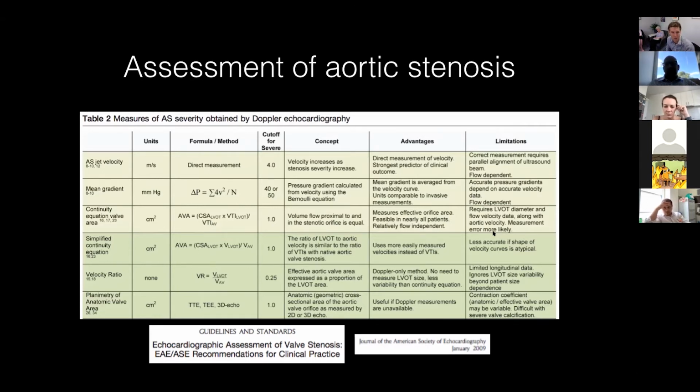Sweet. The velocity ratio is amazing, I think, because you have to do fewer measurements, so it's less prone to error, and it's an easy calculation. Less than 0.25 is severe, greater than 0.5 is mild or nothing, and so it's good. It's less flow dependent. Beautiful. And planimetry we already discussed.